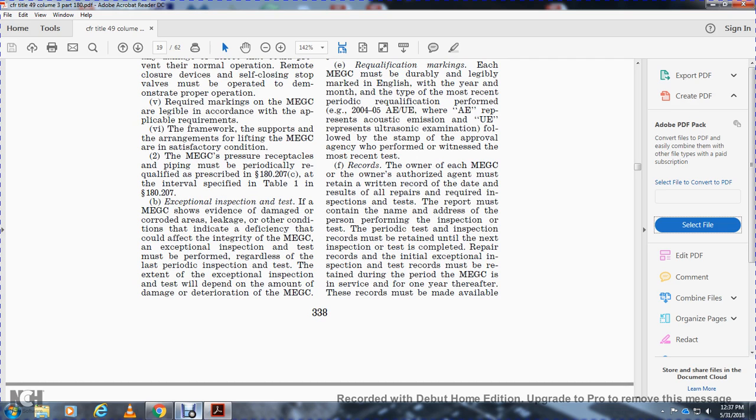Owner's record. The owner of each MEGC or the owner's authorized agent must retain a written record with the date and result of the repair required for the inspection. The test report must contain the name and address of the person performing the inspection. Periodic testing and inspection records must be retained until the next inspection and test is completed. Repair records and the initial and exceptional inspection and test records must be retained during the period the MEGC is in service and for 1 year thereafter.